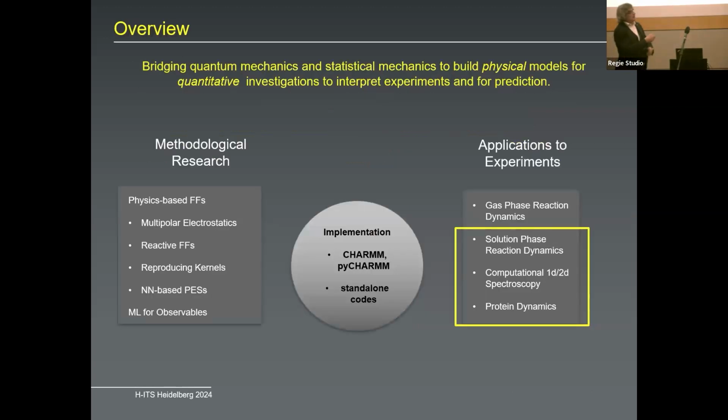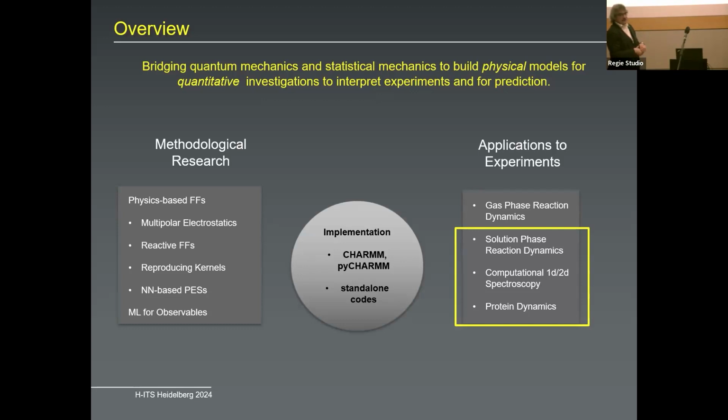So what I'd like today is to focus on a couple of example systems. What the group does is some methodological research on the left-hand side. Multipolar electrostatics is something we have been doing in the past. This has been a bit replaced by more distributed charge models, I call them, but we still use them. And I will show one or two examples.